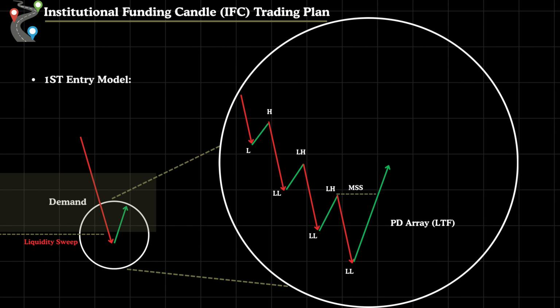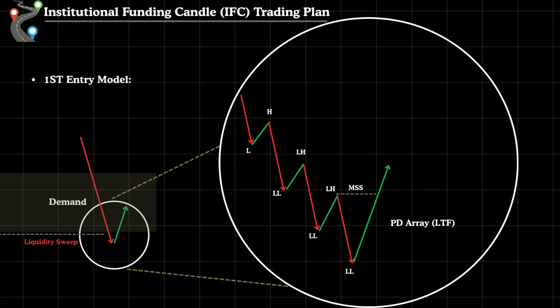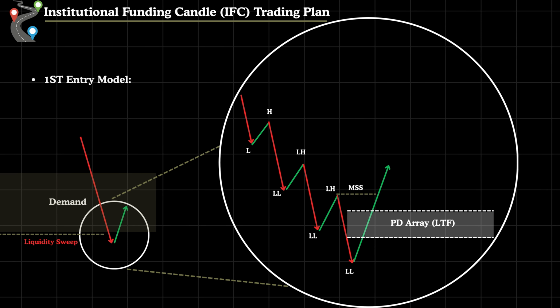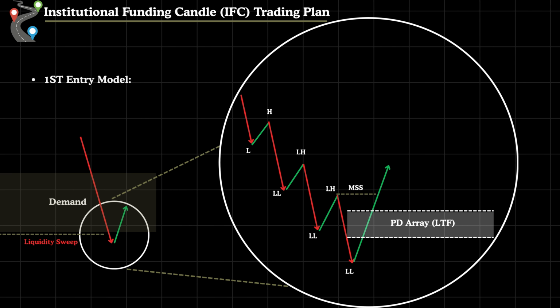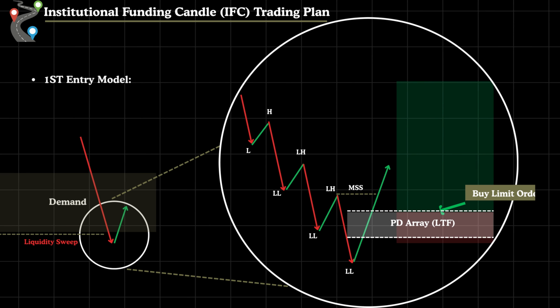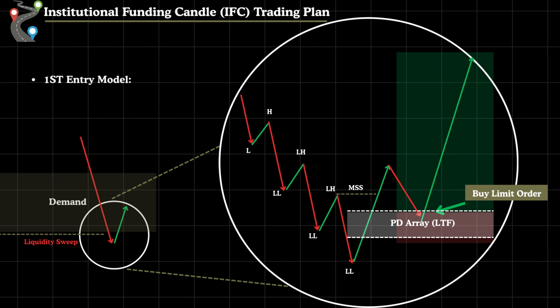For entries, there are two approaches to consider. The first entry model is to wait for price action on the lower time frame to form a PD array, most often a mitigation block, before opening a trade. In this case, we're looking for a buy setup. Place the stop loss a few pips below the PD array.